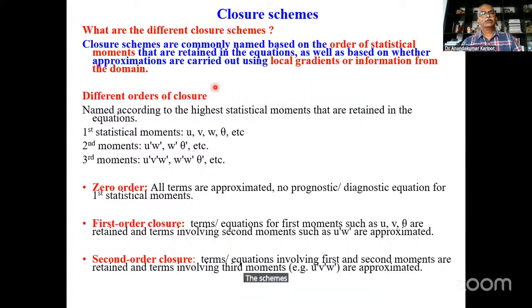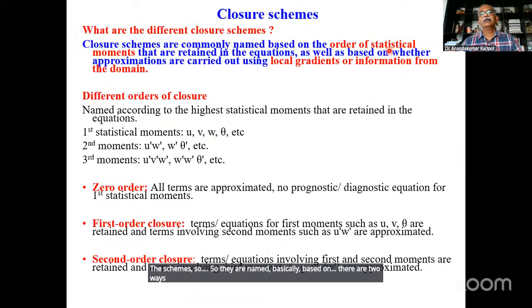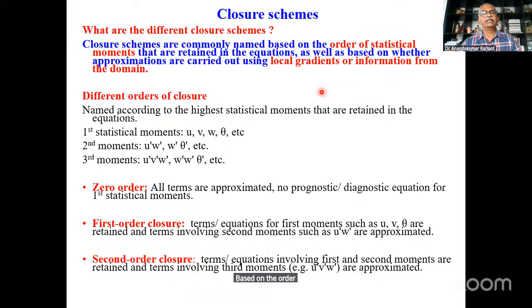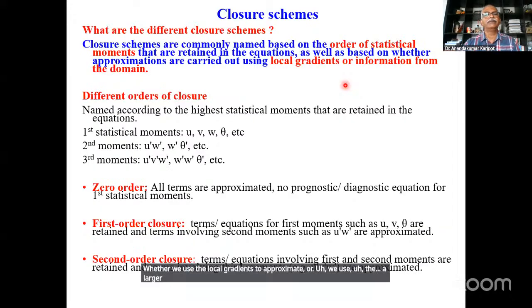They are named basically in two ways: based on the order of statistical moments we keep in the equations, and also based on whether we use the local gradients to approximate, or we use a larger domain to approximate all these fluxes.